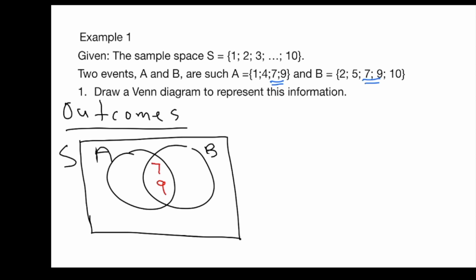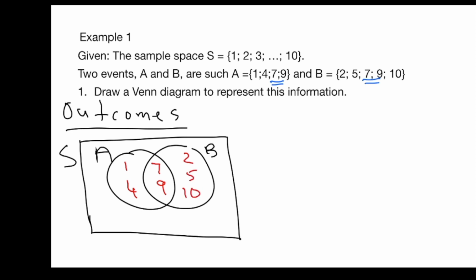Then go back to A. 1 and 4 still need to be put in there. And this is where we put the 1 and the 4. Then go to B. 2, 5, and 10 should be put inside as well. They should be inside B. And this is where we put them, 2, 5, and 10.